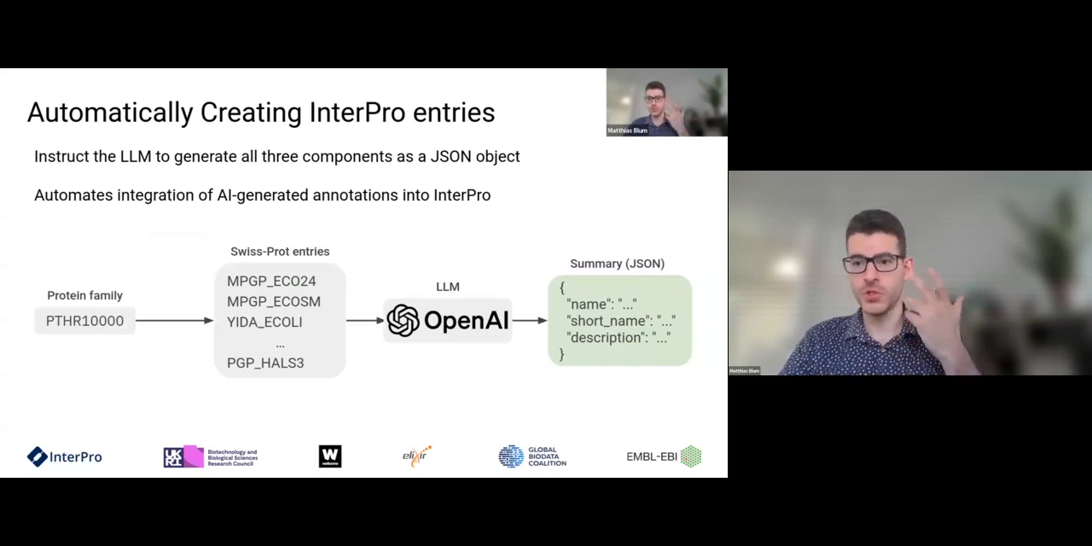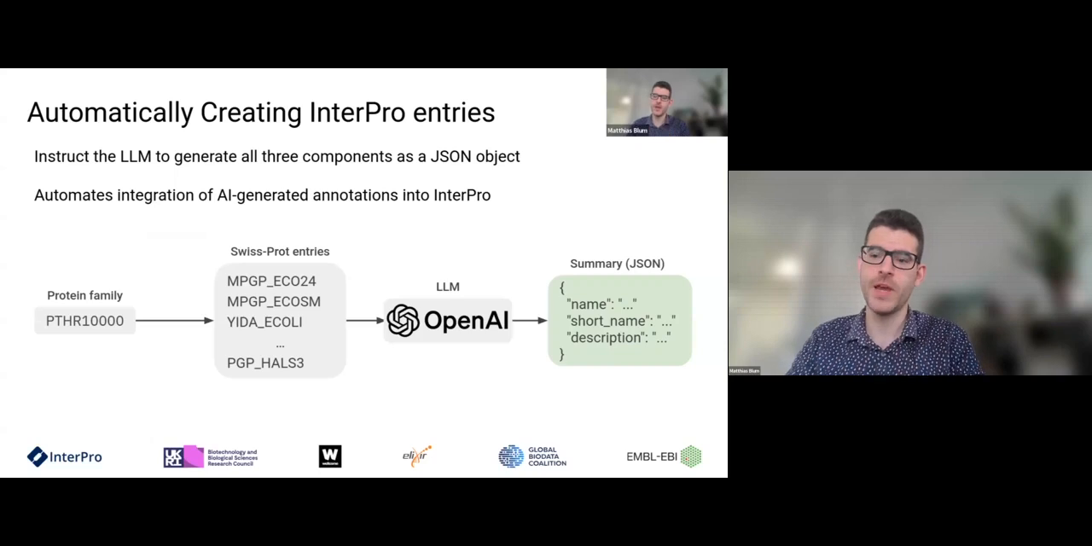So to automate the creation of these complete entries with name and short name, we extended our LLM approach. Instead of just generating a summary description, we instructed the LLM to produce a JSON object that contains all the required elements: the unique name, the short name, and the description. Having a JSON output also has a big advantage because it simplifies downstream processing and integration. With a valid JSON object, our pipeline could easily parse and extract the necessary fields to ultimately create an InterPro entry from scratch.